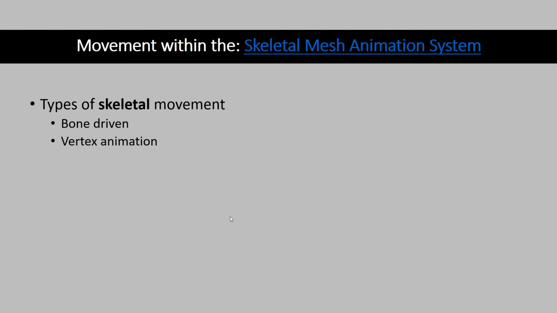So, movement within the skeletal mesh animation system. Now there are different types of skeletal movement. As you may have already known, or if you're just getting up to speed with animation, there's bone-driven skeletal animation that's self-defined, essentially: animation caused within a skeletal mesh by the bones, or tied to the bones. But within that, there are also vertex animations driven by morphs, and we're going to do some morph examples later in this chapter.